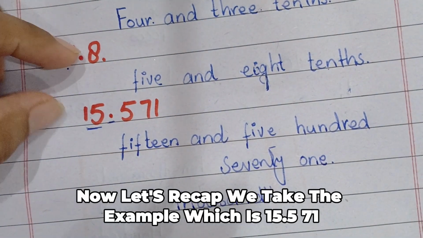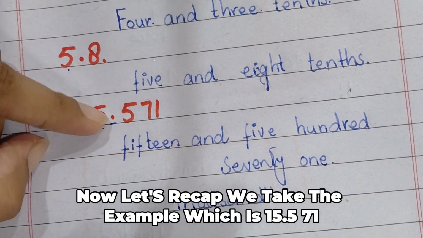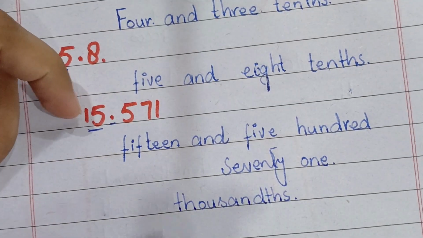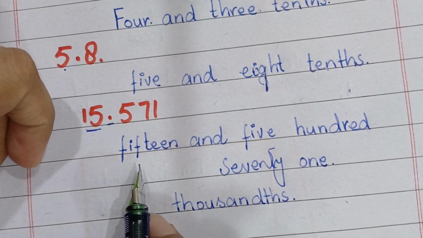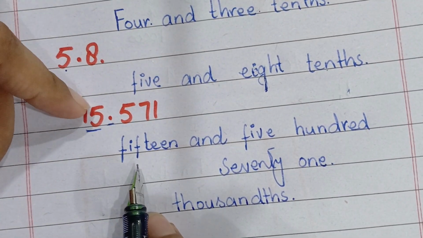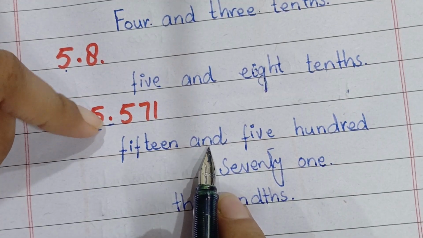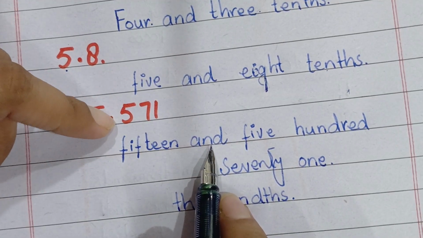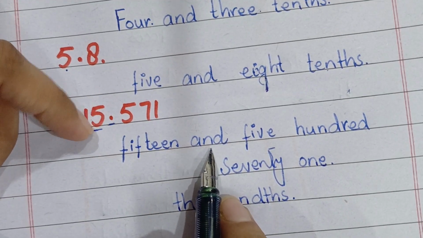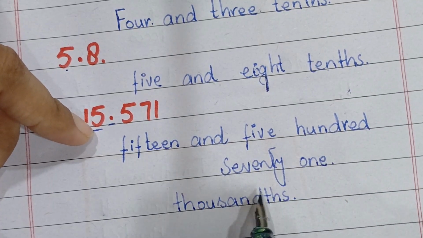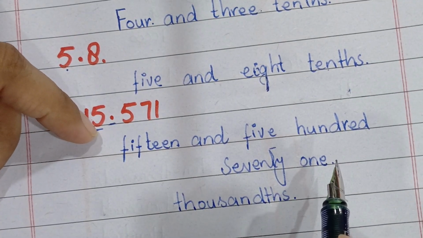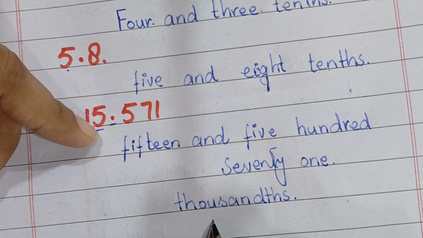Now let's recap. We take the example which is 15.571. Now translate it: 15, which is present to the left side of the decimal. Then write "and" in place of the decimal. Then translate the right side of the decimal, which is 571. Now the last step is to name the place of the decimal, which is thousandths.